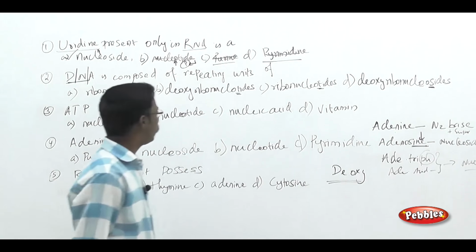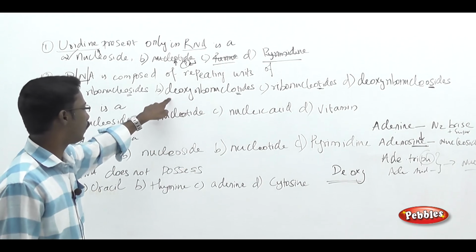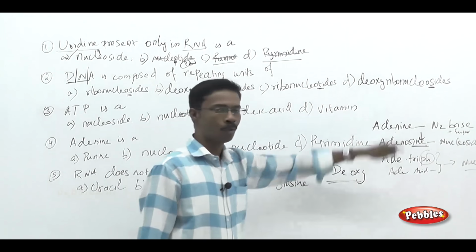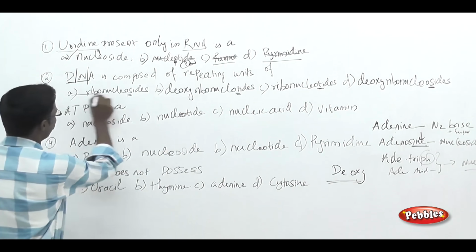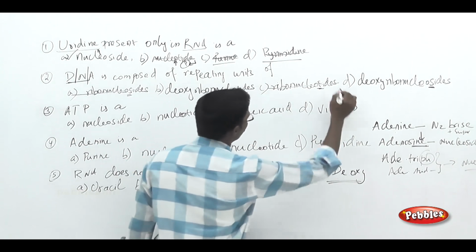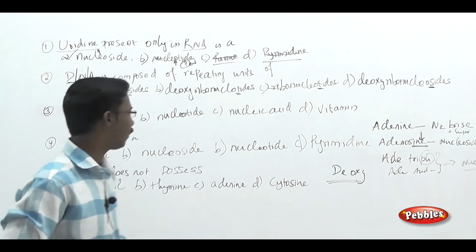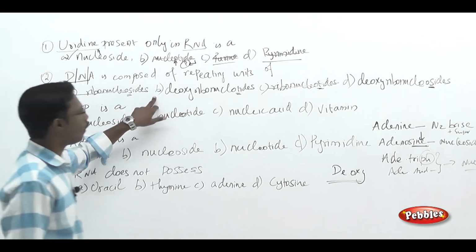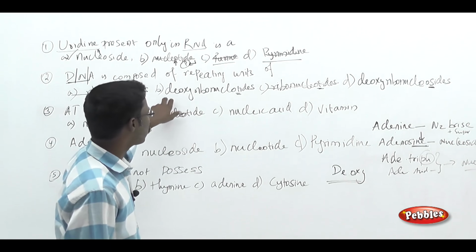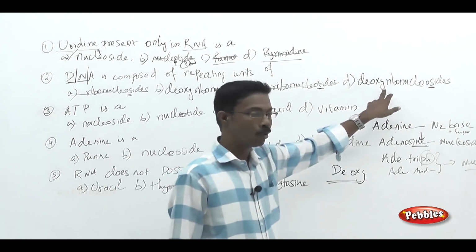So the answer must be one among these two, deoxyribonucleotide or deoxyribonucleoside. We can easily eliminate the ribonucleotides. Ribonucleotides and ribonucleosides are present only in RNA, not in DNA. So the choices that remain are deoxyribonucleotides and deoxyribonucleosides.